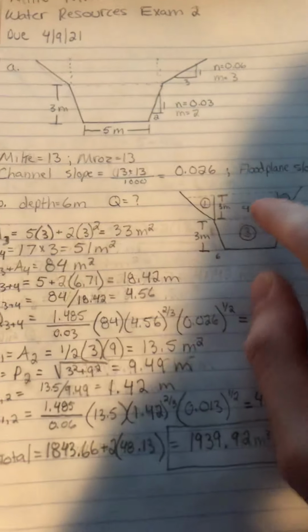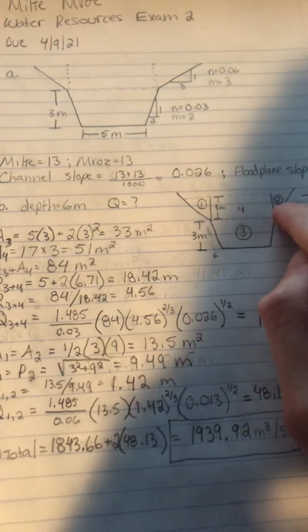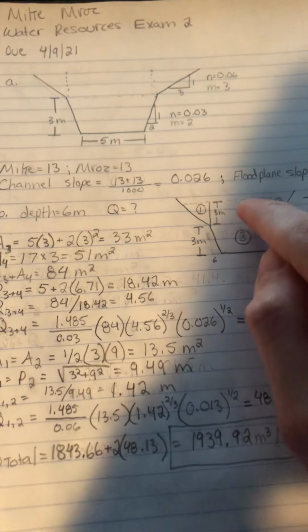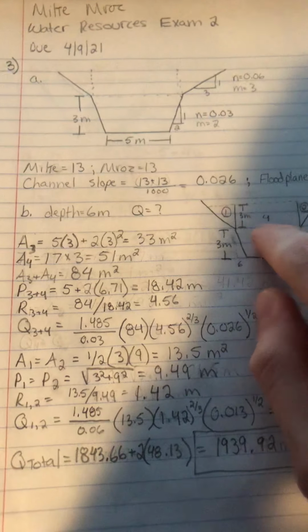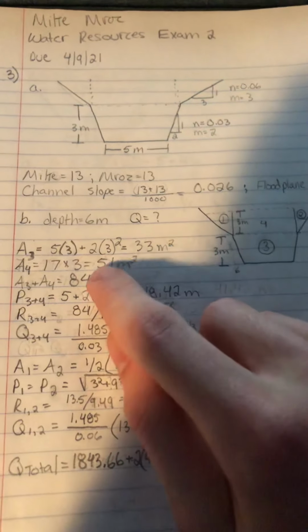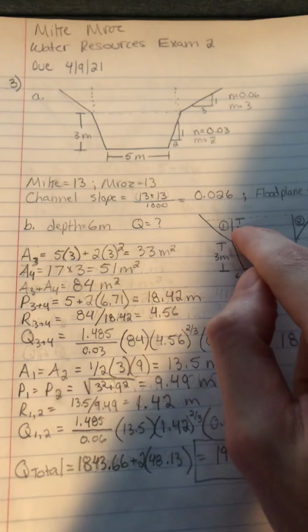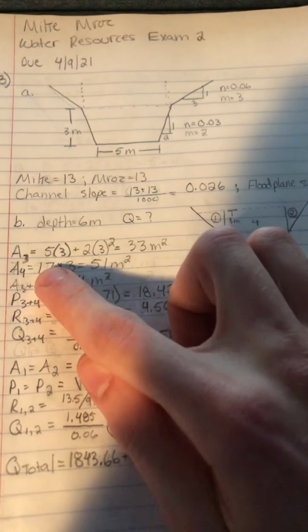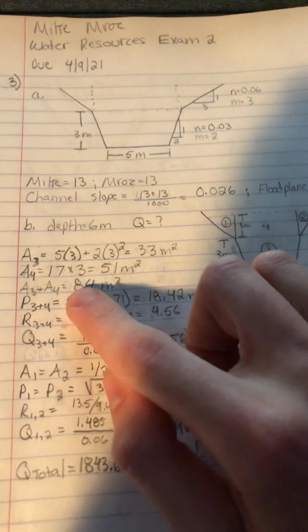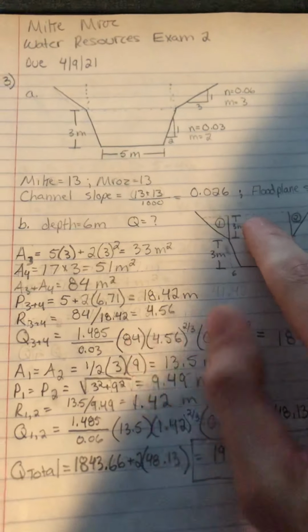So here's how I labeled everything. Here's how I split it up. These two parts are equal. And I split these two parts to make it easier for me to calculate, but then I just combine them together. So the area of 3, which is the trapezoid, is 33 meters squared. The area of section 4 is 51 meters squared. 17 is the T up here, so it's just 17 times 3. I combine them, I get 84 meters squared for this entire area.